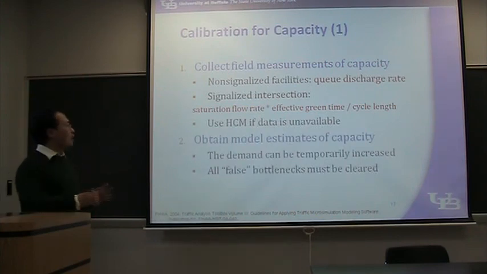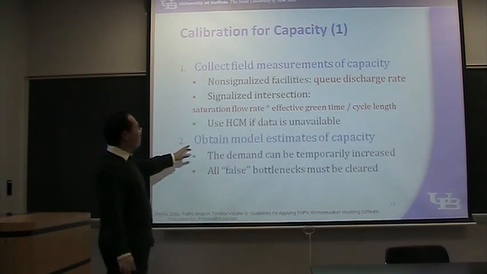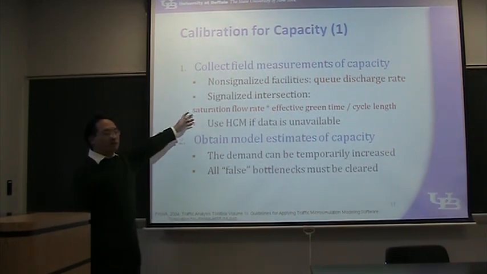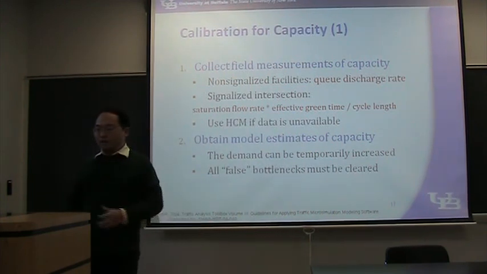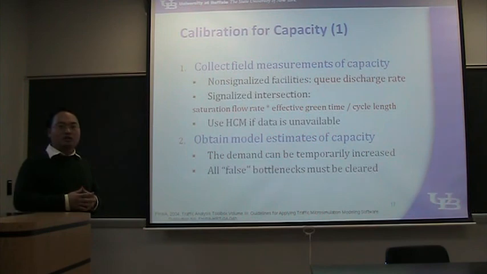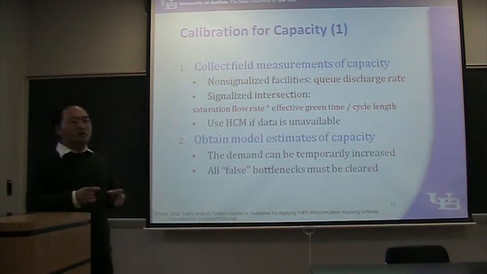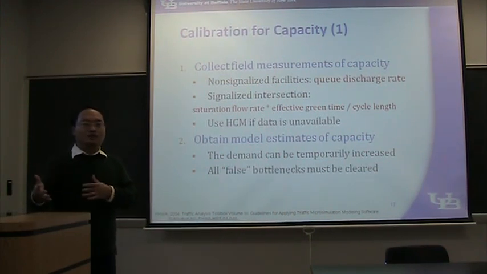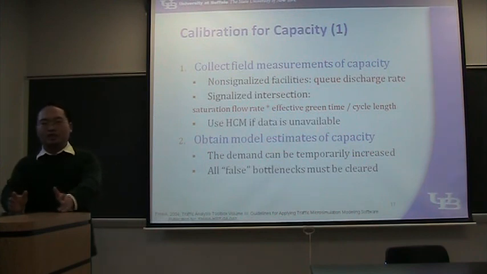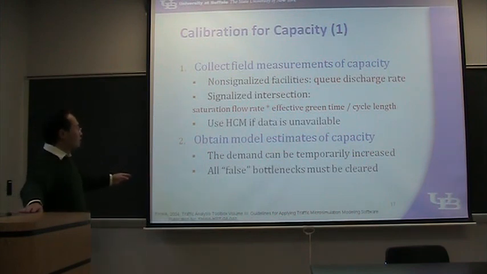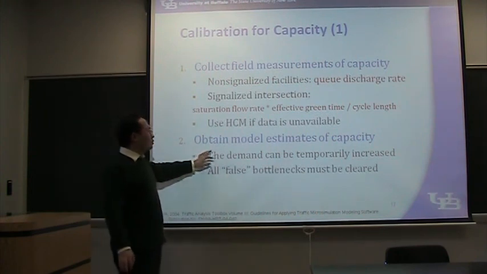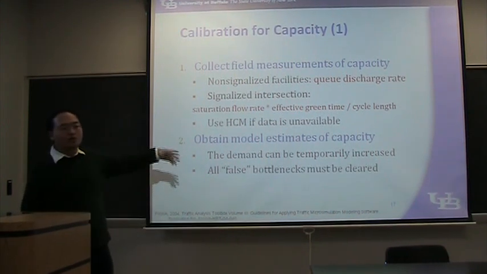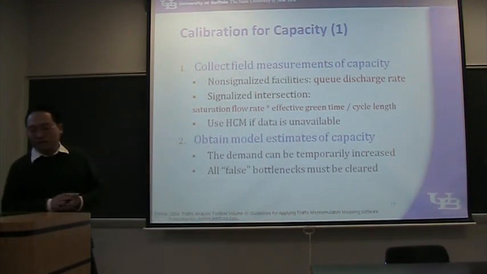After collecting the real capacities, you may want to obtain the model estimation of the capacity. So that was the real capacity, and that's the simulated capacity. And how do you obtain these capacities? Similarly, the simulation models are not going to give you a variable or an output called capacity. They won't tell you how big the capacity is. You still have to measure it. To measure this capacity, you can temporarily increase the demand to cause congestion, and then use the saturation flow rate or queue discharge rate as we defined earlier.